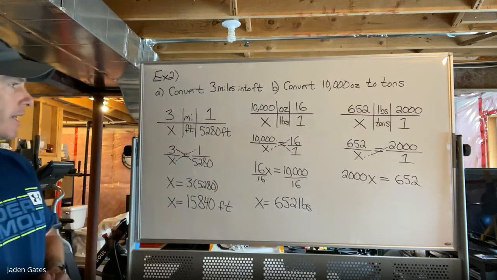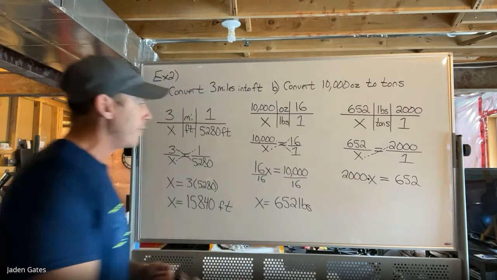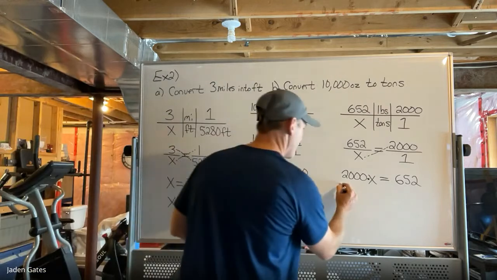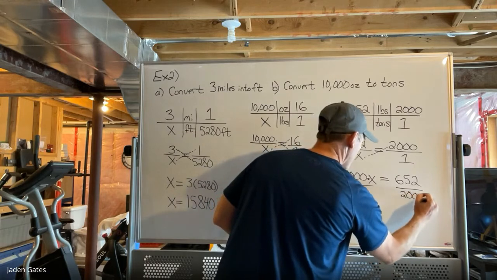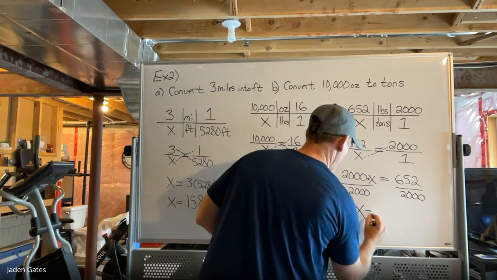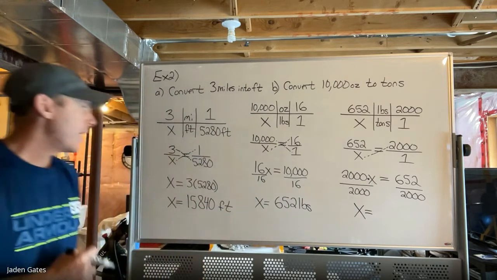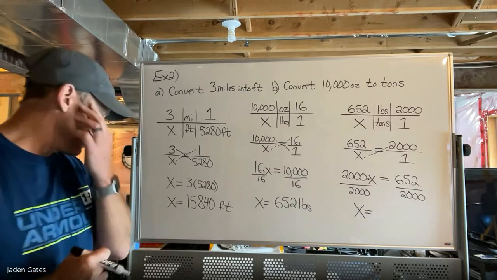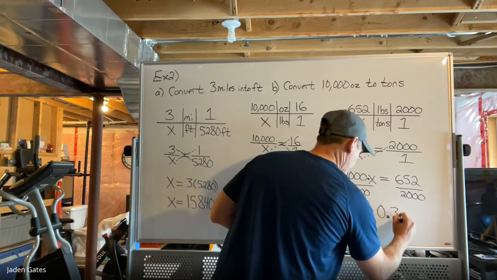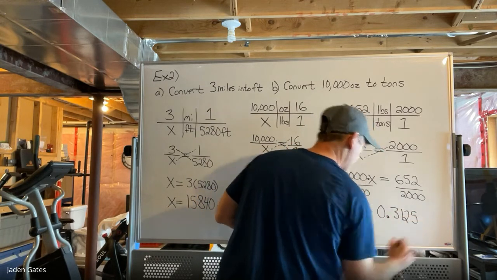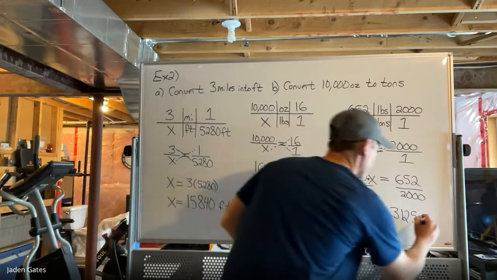All right, and let's see here. Well, the final answer here, I got to get rid of this 2,000 because, again, I want my x by itself. And because it's attached there by multiplication, I got to divide both sides here by 2,000. And it looks like x is equal to whatever 652 divided by 2,000 is. And I end up with 0.3125. And again, our final answer, what we're looking at is in tons.